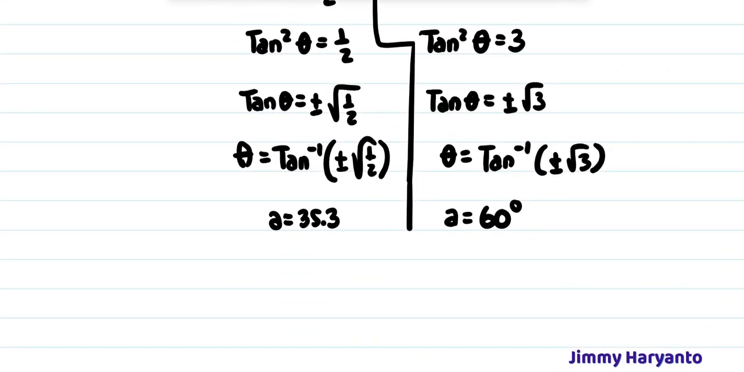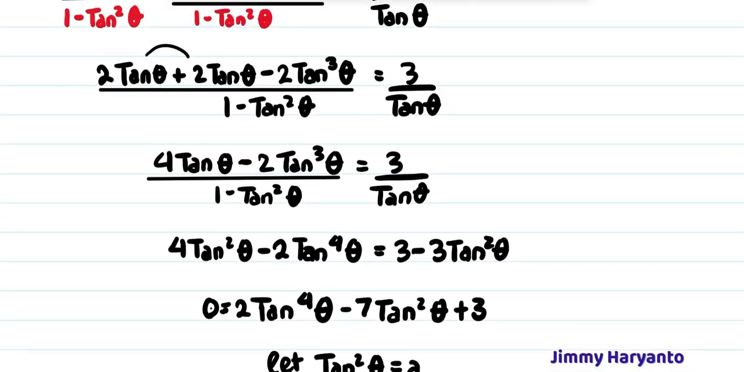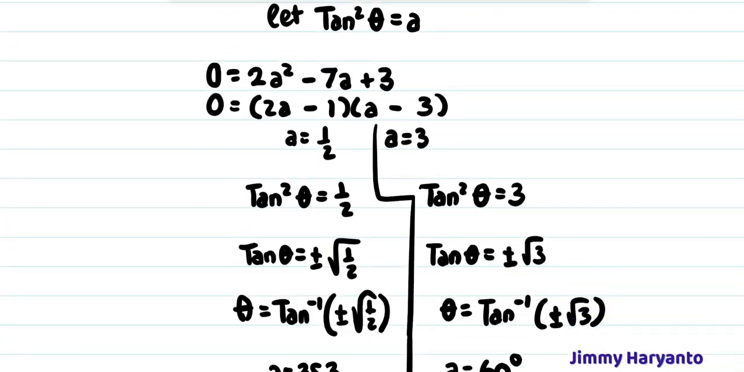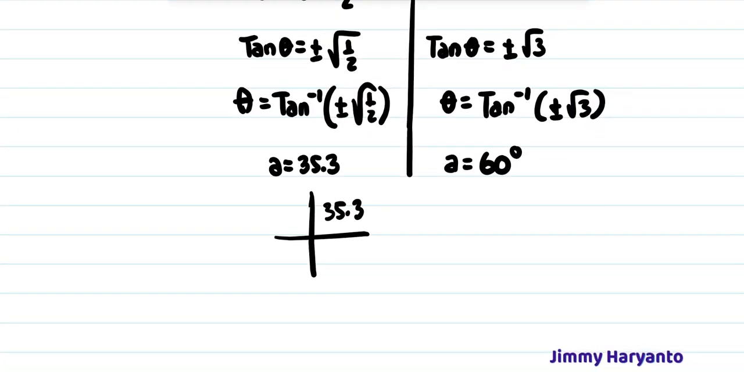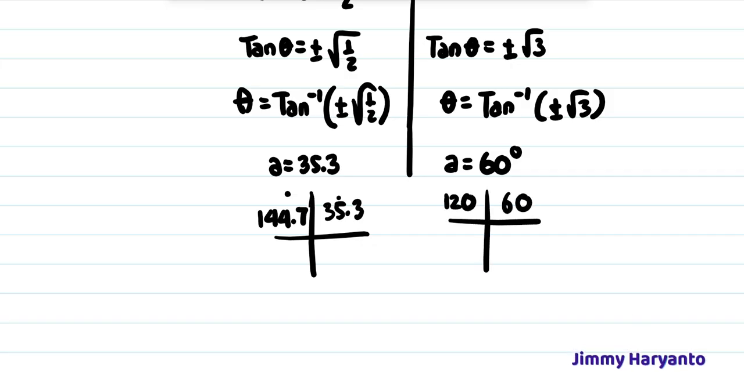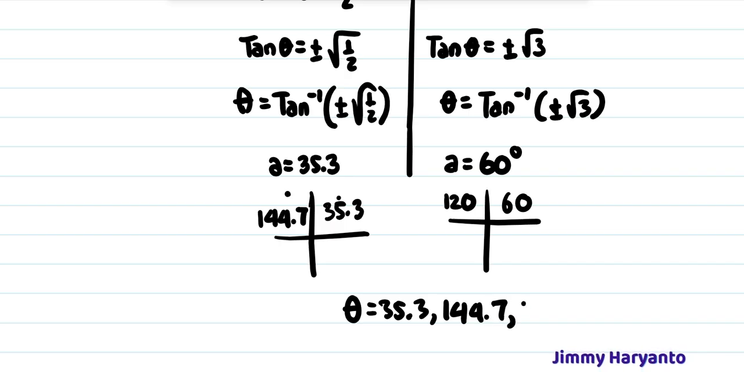Okay, let's choose the quadrant. For this one, it has to be all of them. That means 35.3. Let me see the boundaries. The boundaries is until 180. So we only have to pick this and this one. 180 minus 35.3 is 144.7, and for this one it will be 60 and 120. So theta equals 35.3, 144.7, 120, 60. There you go.